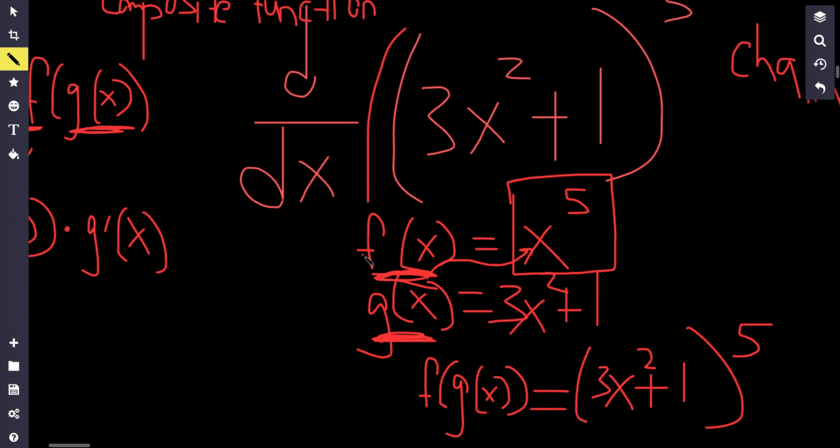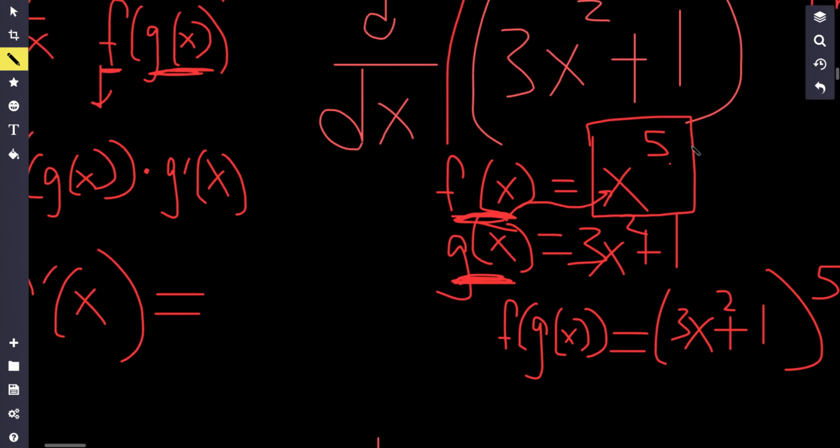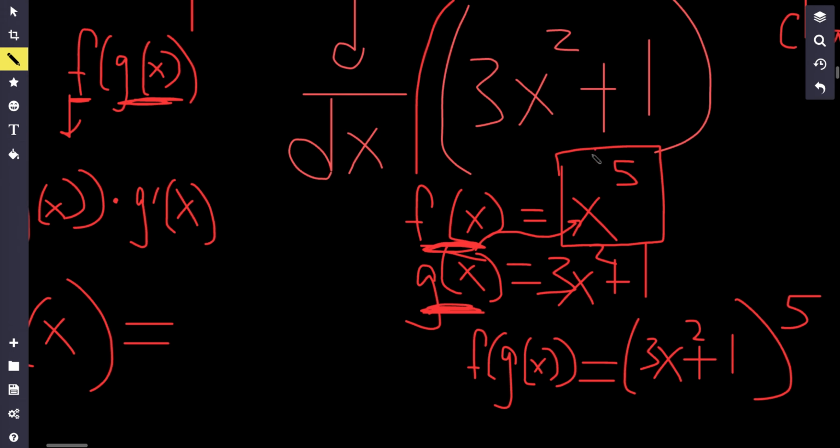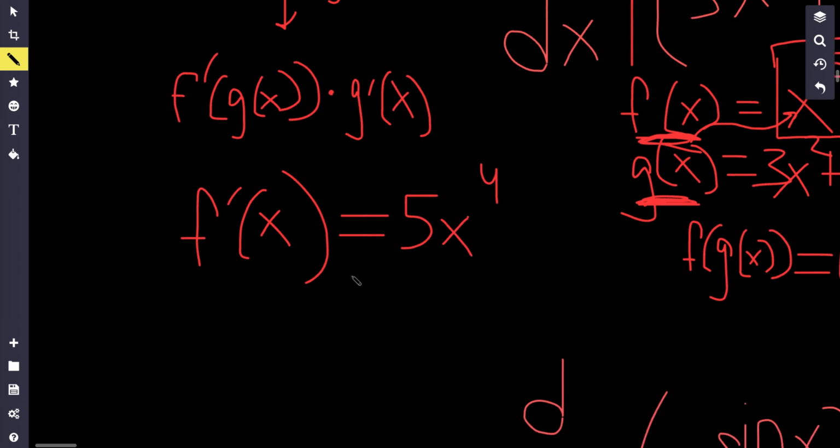Now, the first step is you differentiate f of x like normal. So let's say we want to find the derivative of x to the 5th power. How would we do this? Well, you use the power rule, and it's just going to be equal to 5x to the 4th power. Bring the exponent down and subtract 1 from it.